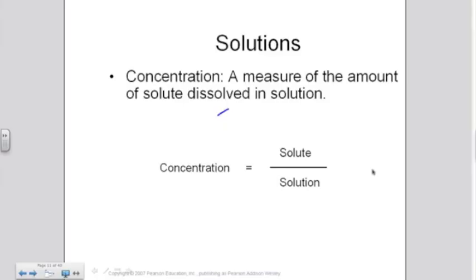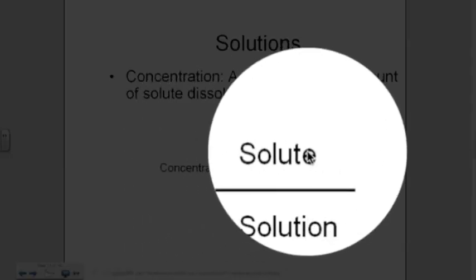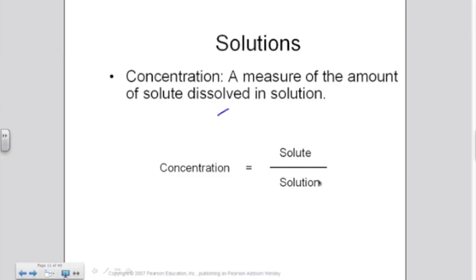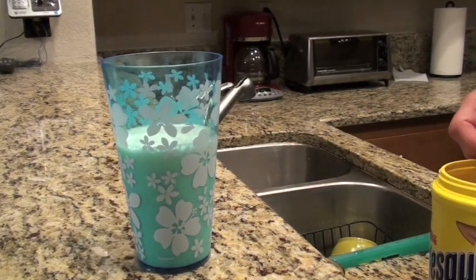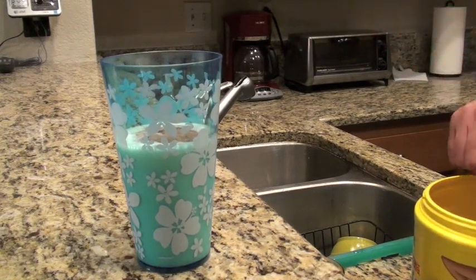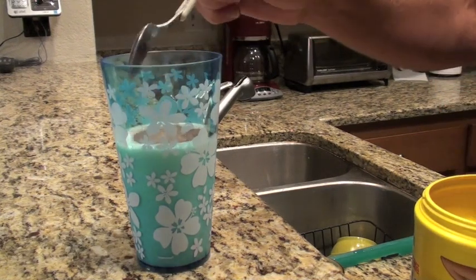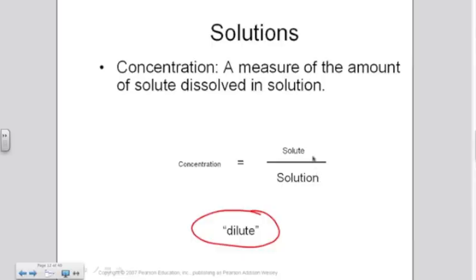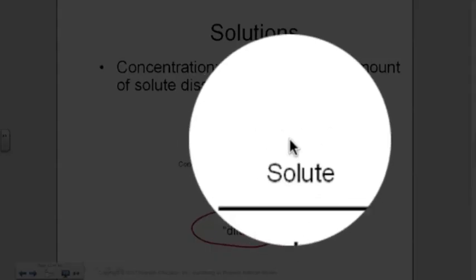In order to measure the concentration of a solution, we just take the solute and divide by the whole solution. When I'm making chocolate milk, I'll add 1, maybe 2 scoops of chocolate. To my daughter, this is no good. She calls this dilute. A small amount of solute compared to the solution is something we call dilute.